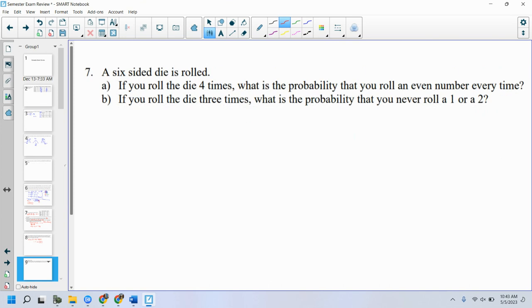All right, a 6-sided die is rolled. You roll the die 4 times. What is the probability that you roll an even number every single time? The probability of rolling an even number on the first try is 1/2, right? What about the second try? 1/2. Third? 1/2. Fourth? 1/2. So it's 1/16, whatever that decimal is.